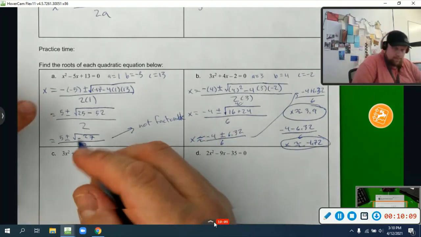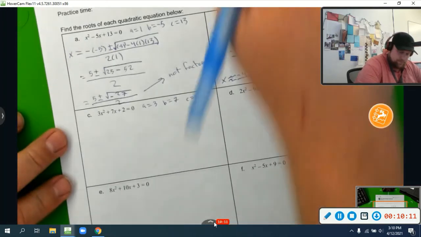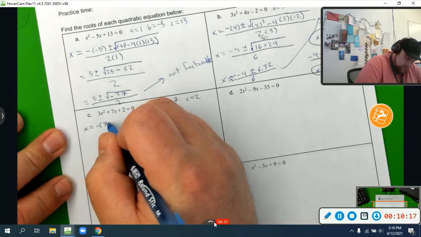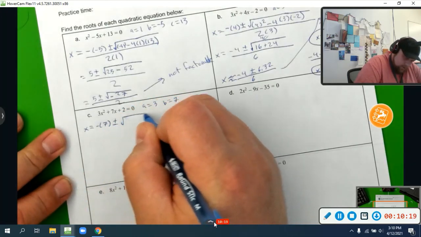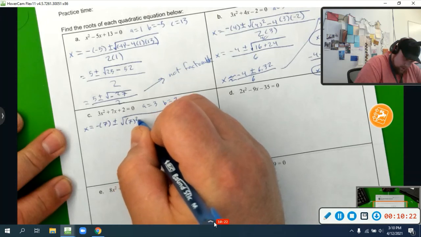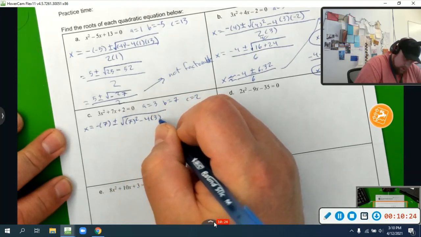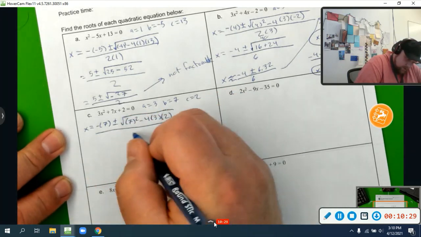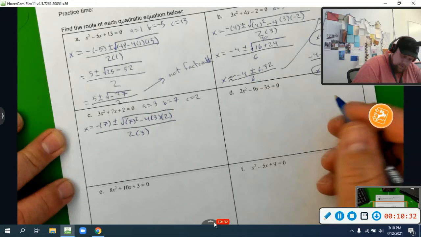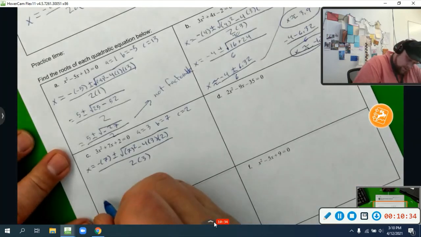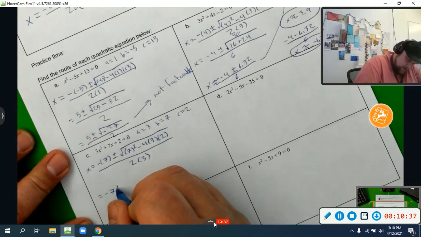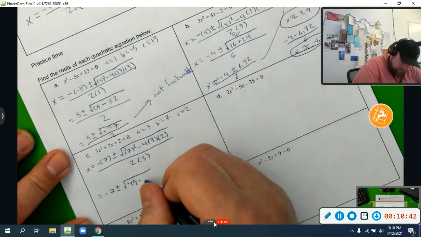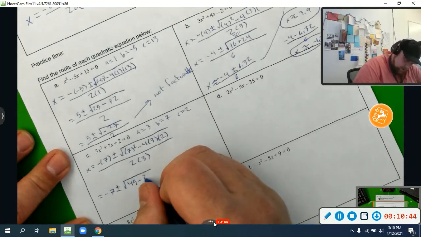So then I'm going to set up x equals negative b, which is negative 7, plus or minus the square root of 7 squared minus 4 times a, which is 3, times c, which is 2, all over 2 times 3. So let's solve this. What does this equal? Negative 7 plus or minus the square root of 49 minus 24. 4 times 3 is 12 times 2 is 24.